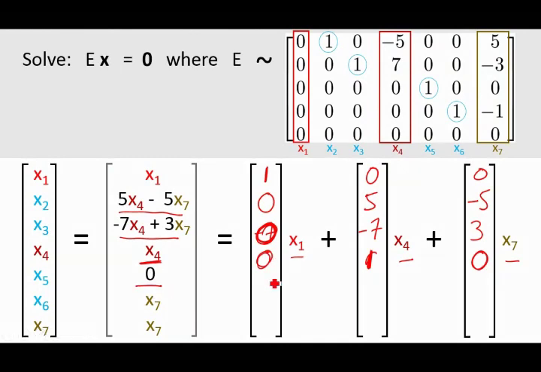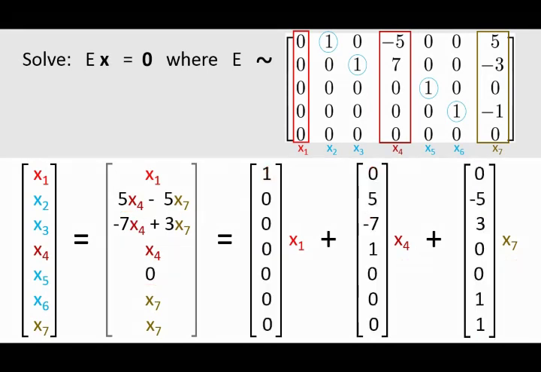For x5, that's just 0. So I've got 0x1, 0x4s, and 0x7s. That gives me 0. For my penultimate row, I've got 0x1, 0x4s, and 1x7. And same thing for my last row. And thus, we have our answer in parametric vector format.